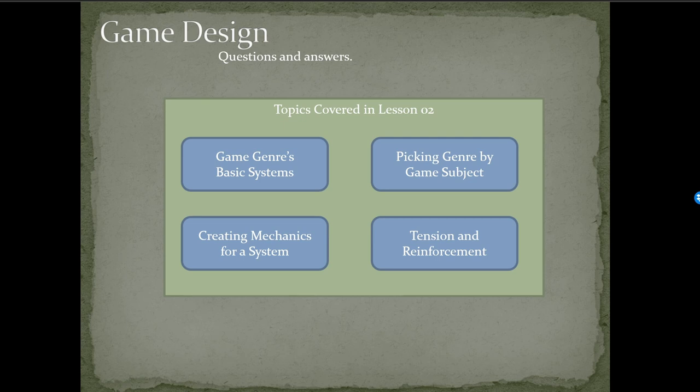Once you know what the genre is and you know the core systems for it, you're going to start creating mechanics within that system. That's what makes the system come to life. And that's also where you're going to determine, A, what your main focus is. So the majority of mechanics will be going to one system, and the other systems will probably have less mechanics because they're not the core focus of the game.